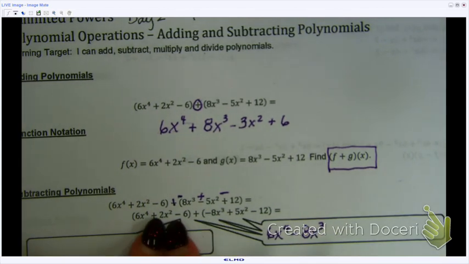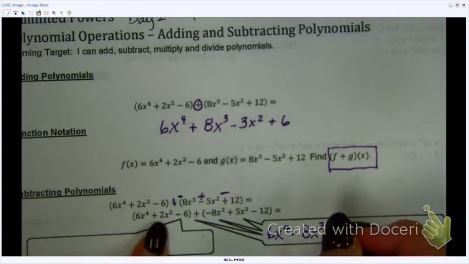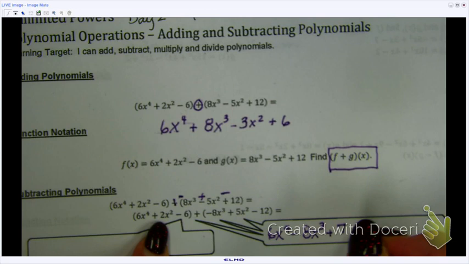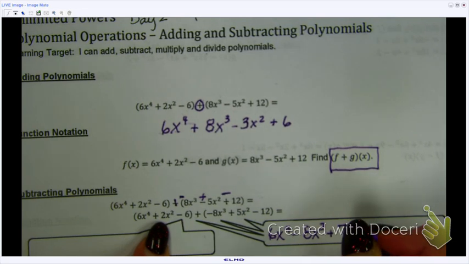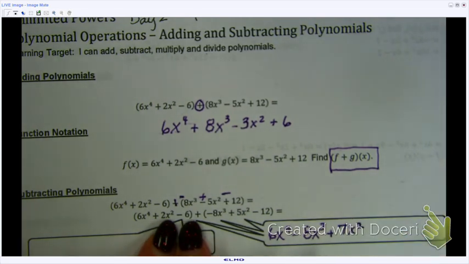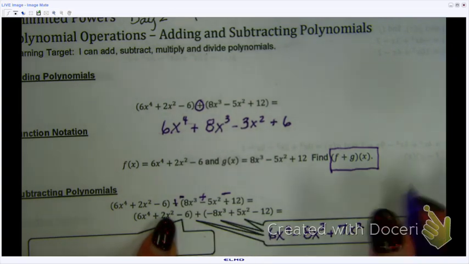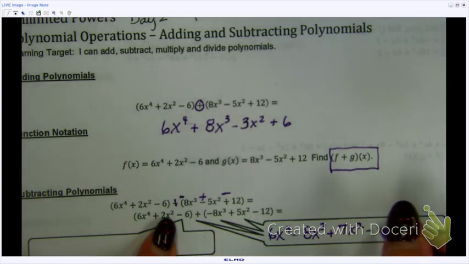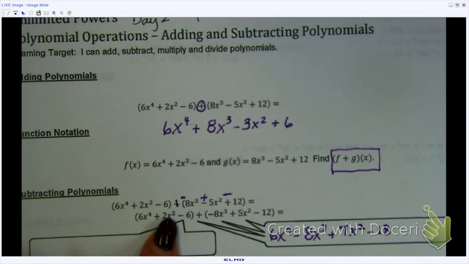Then we have plus 2x squared and plus 5x squared. So that is plus 7x squared. And then we have minus 6 plus minus 12, which is negative 18. Negative 6 plus negative 12 is negative 18.